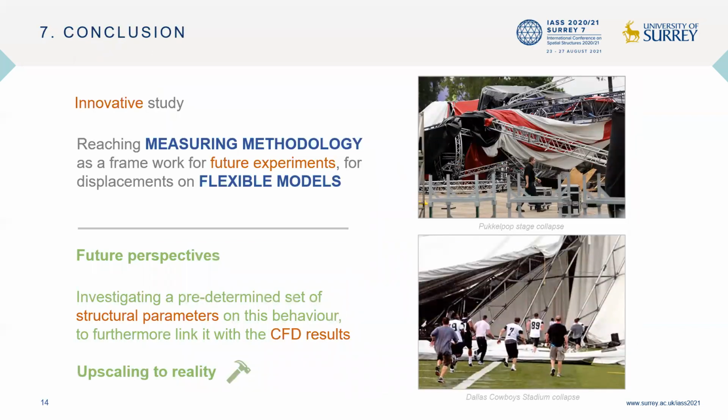Future perspectives involve the investigation of a set of structural parameters on the behavior and association with CFD results. This will help to better understand the dynamic structural behavior of fabric structures and increase their structural safety by applying the right designing manners. By comparing different membranes based on stiffness, weave, and material differences, experimentally and numerically, a larger designing scope for membranes could be reached.